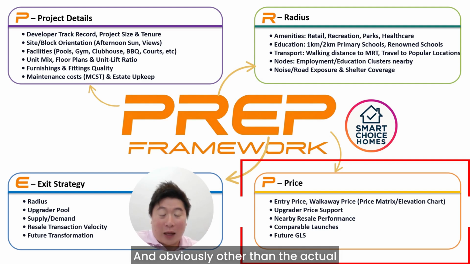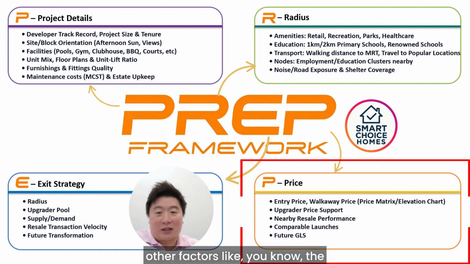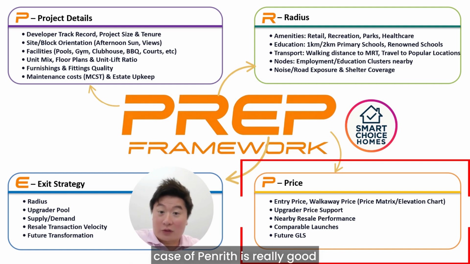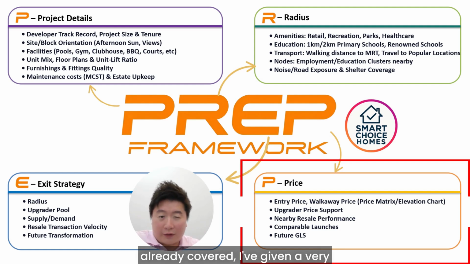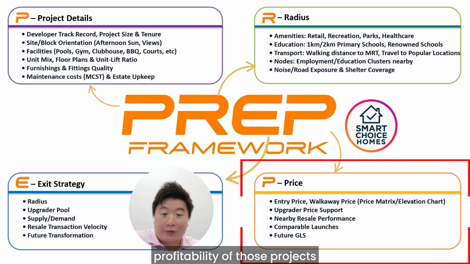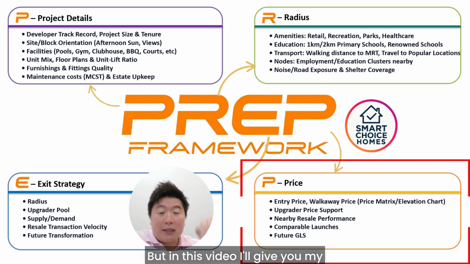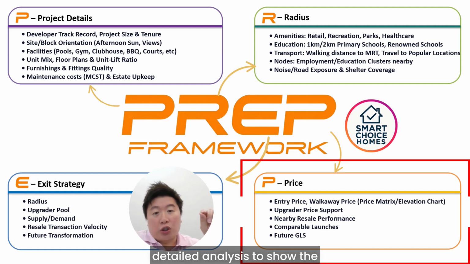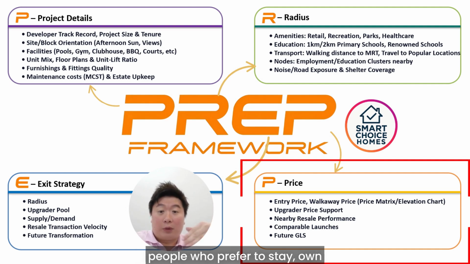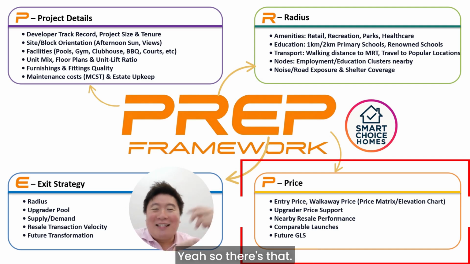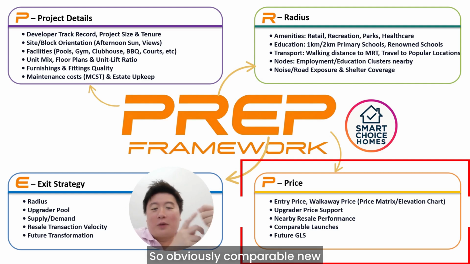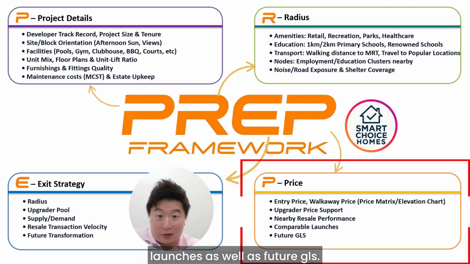Yeah. And obviously, other than the actual price itself, you have to consider other factors like the upgrader price support, which in the case of Penrith is really good because we have all the $1 million HDBs. The nearby resale performance, I've already covered. I've given a very high level view in terms of average profitability of those projects, and most of them are pretty good. But in this video, I'll give you my detailed analysis to show the annualized gains for different holding periods. A shorter holding period, which is those that you are doing for investment, and then the longer holding period for people who prefer to stay, but at the same time, you want your property to appreciate. Yeah, so that's that. So obviously comparable new launches and future GLS.